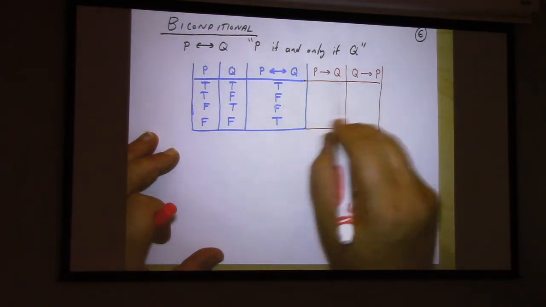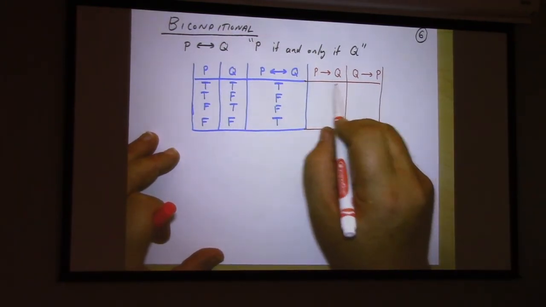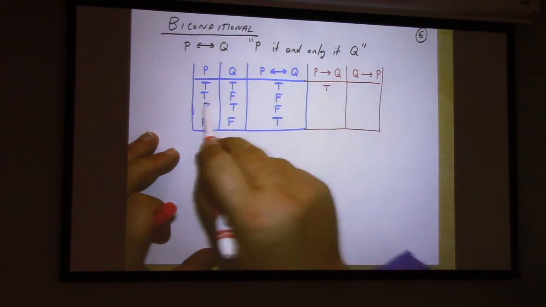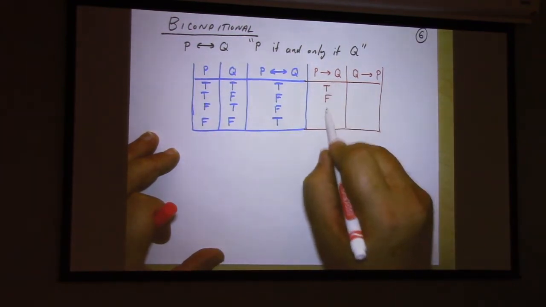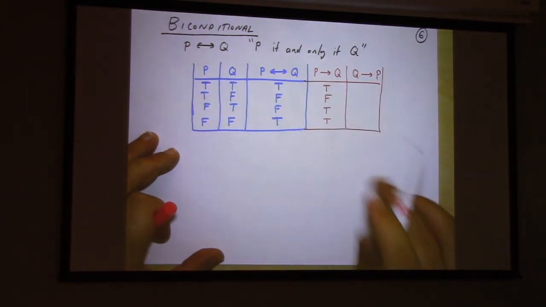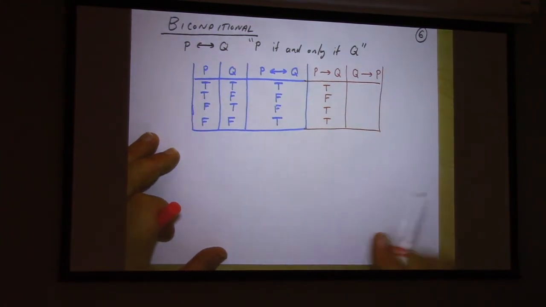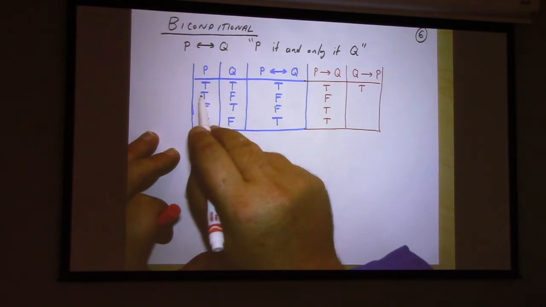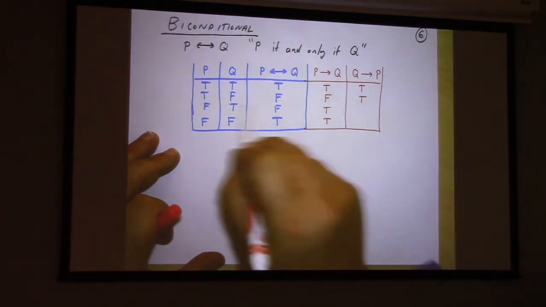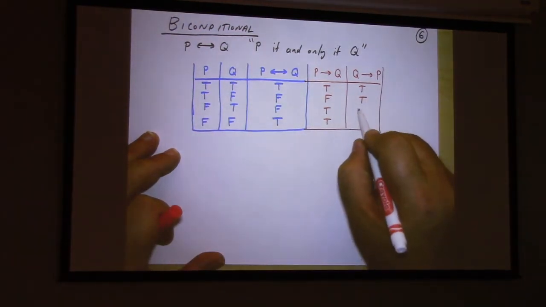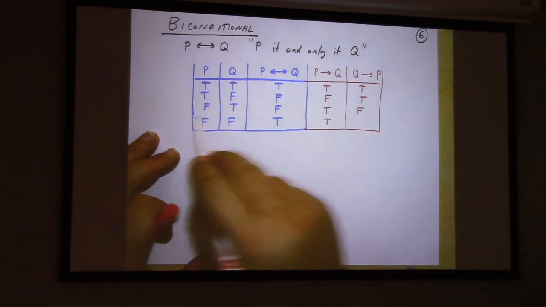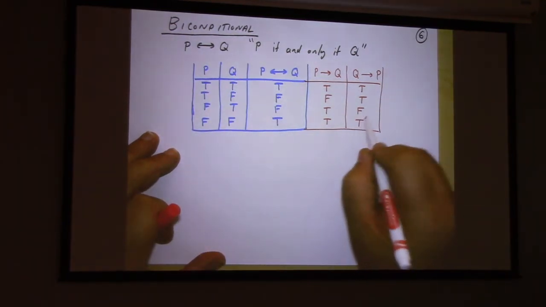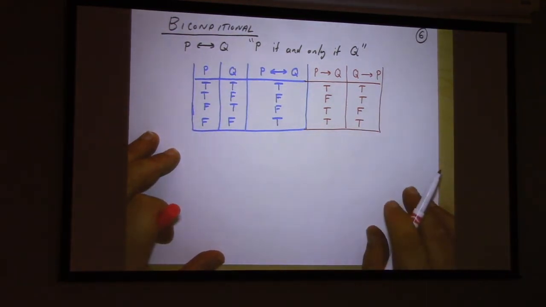Let's see, P implies Q. We've talked about that a lot today. That is true, false, true, true. How about Q implies P, though? Other way around. So true implies true, true. False implies true, true. True implies false, no go. False implies false, true. So that's Q implies P. All right?